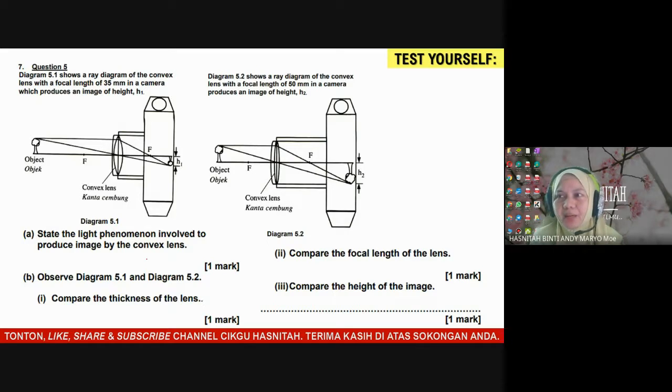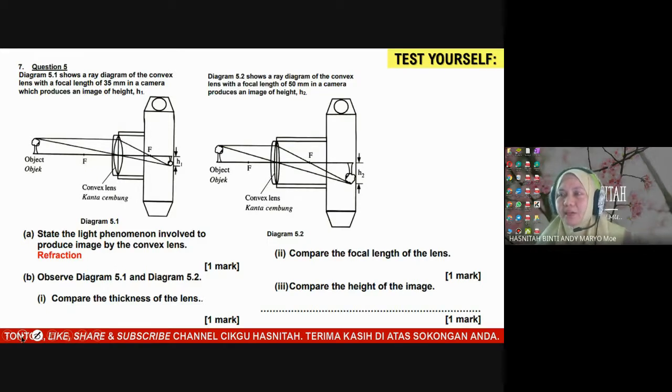Light phenomenon involved to produce image of convex lens. So lenses operate based on what phenomenon? Is it reflection, refraction, diffraction, or interference? Which one applies in lenses? It is refraction, refraction of light.